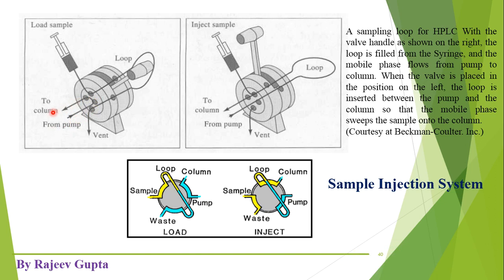So this main stream is not connected to the remaining portion of the loop. This is the loop. After filling this loop with the sample, we move this handle from the right hand side to the left hand side, and we see that this main high pressure mobile phase stream is combined with our loop, which now contains the sample. Now this sample liquid comes at high pressure and flows with the mobile phase stream to the column.